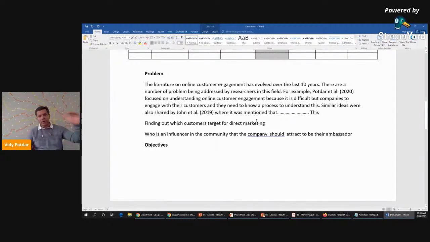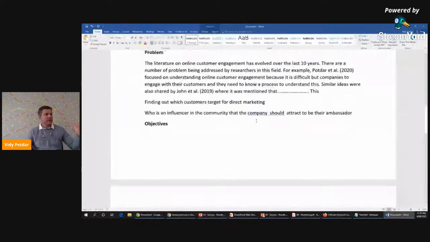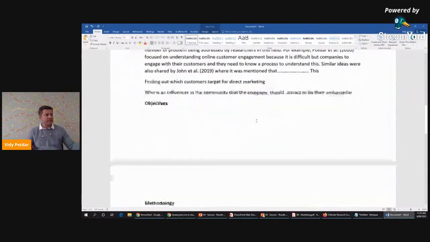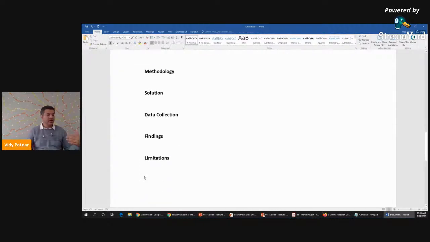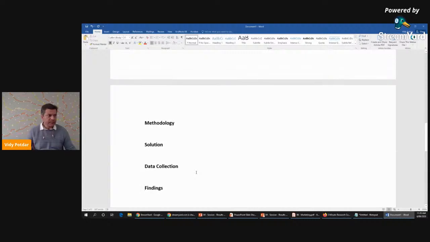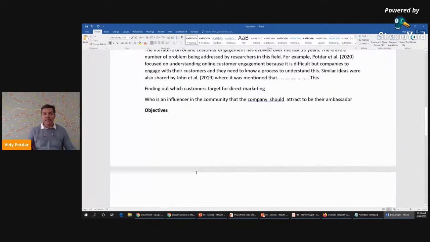So you write a section on problems. Then you have another section on objectives, another section on methodology, solutions, data collection, limitations, and so on. But what I feel is that once you do that, it feels very boring. It seems too structured, not the right flow when you're reading it.